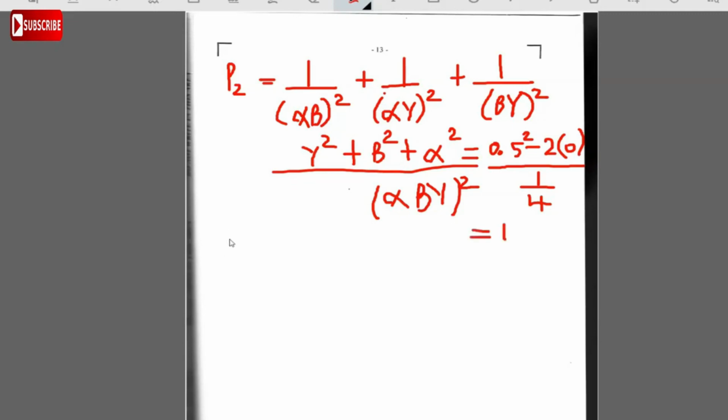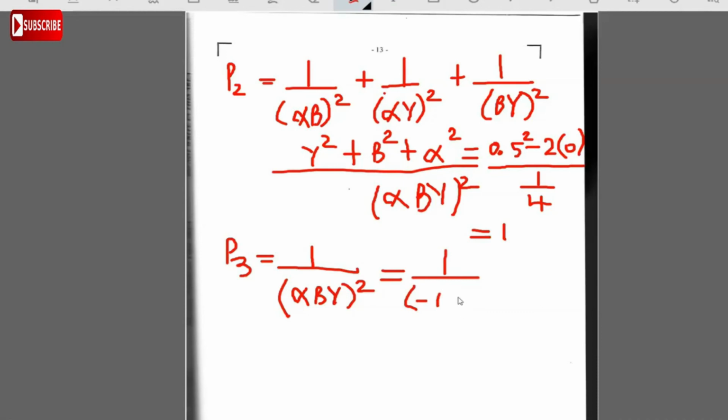Nice. So now P3 is the product by 3, and the product by 3 is just going to be 1 over alpha beta gamma all square. 1 over alpha beta gamma is 1 over minus a half square, and I think that's 4, but I'll just check it out to make sure. 1 divided by a half square, yes, it's 4.